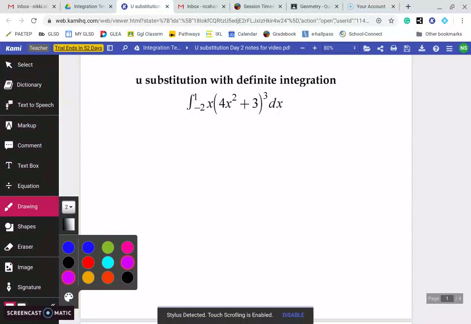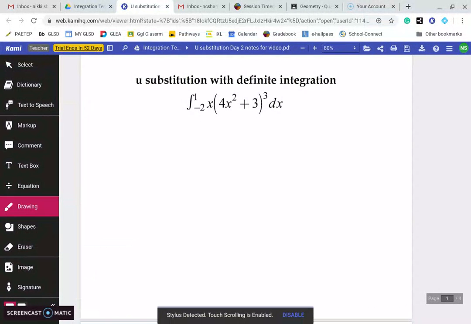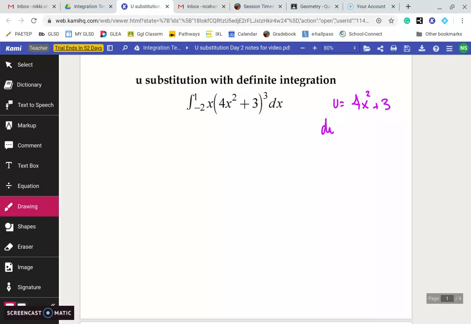So again, you always want U to be the inside of the function. So here, U is going to be 4x squared plus 3. We'll take the derivative of that. So du is going to be 8x dx. Okay, and the 3 goes away. We know that from taking derivatives.